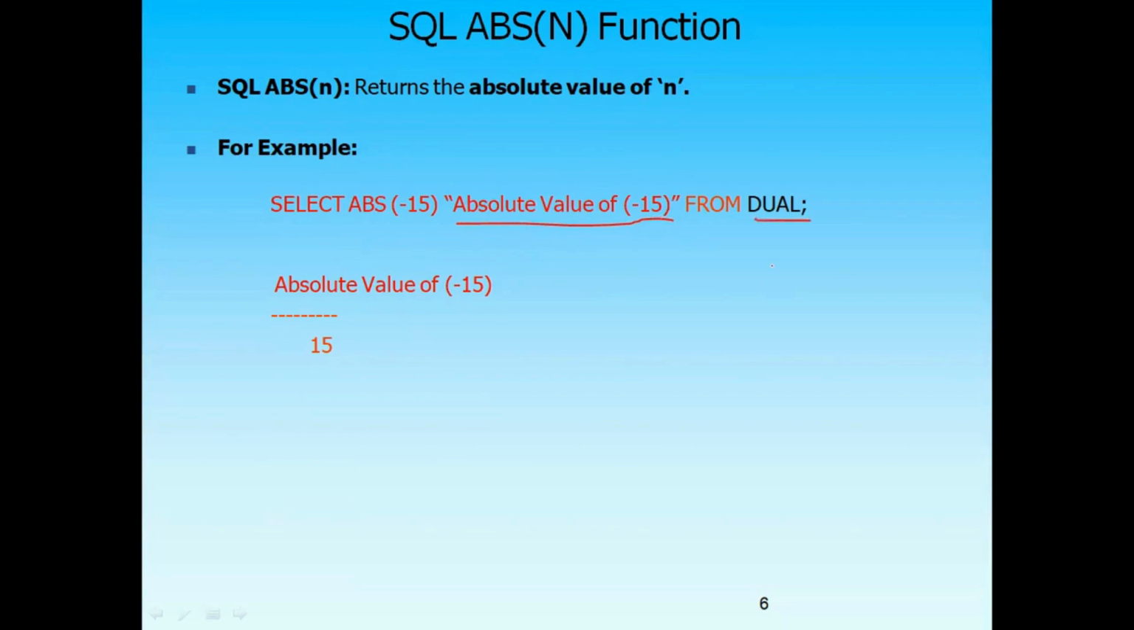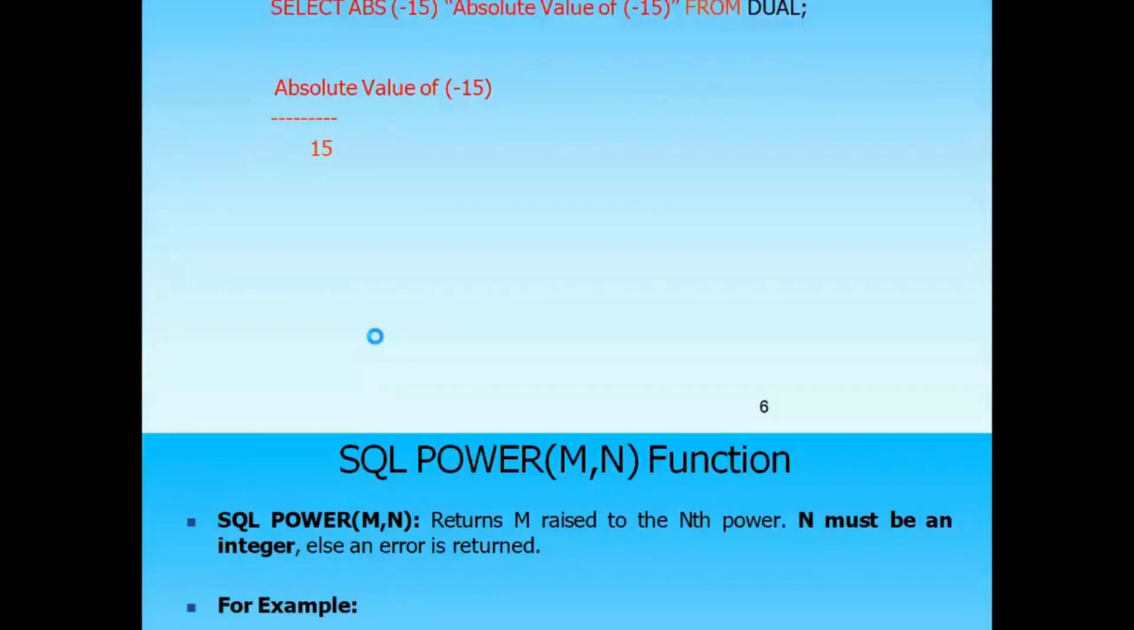Now I'm using the dual table here. Why? Because this absolute value is an arithmetic operation that I want to pass as an expression in this SELECT clause. Those are not part of any table, right? So we are using dual here. It will return the absolute value of -15, that is 15. If you pass a negative value, its absolute value will be positive. So that will be the result of this SELECT query. I hope you are clear with this.